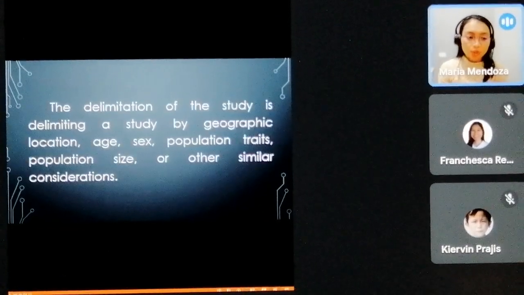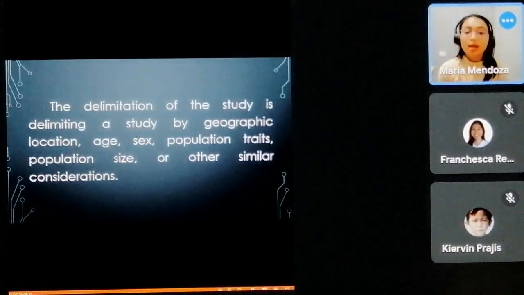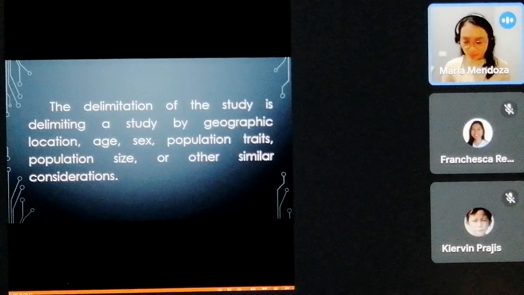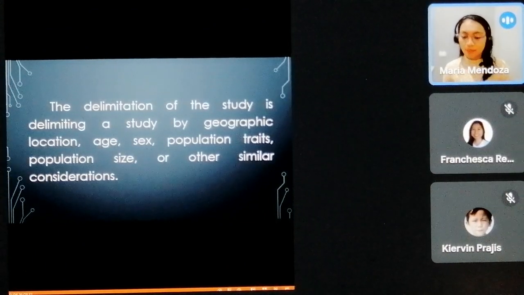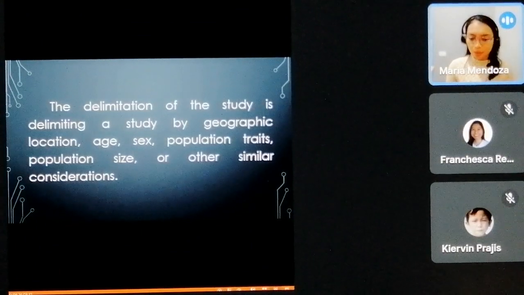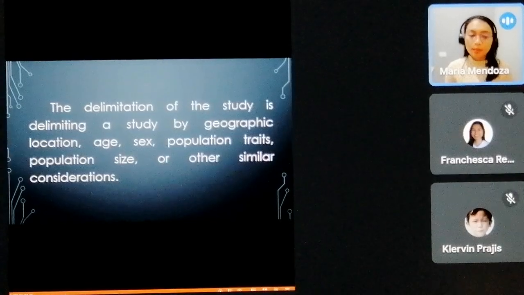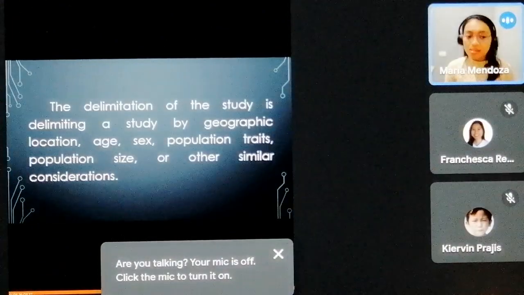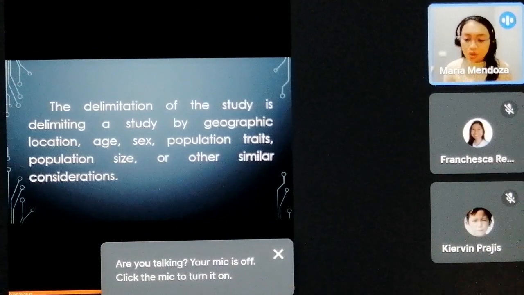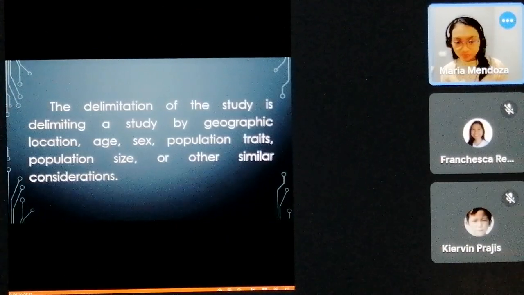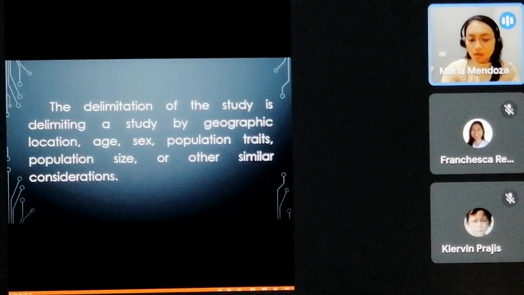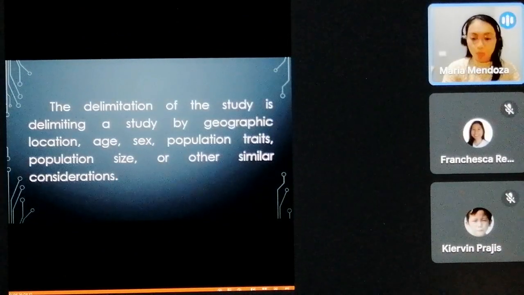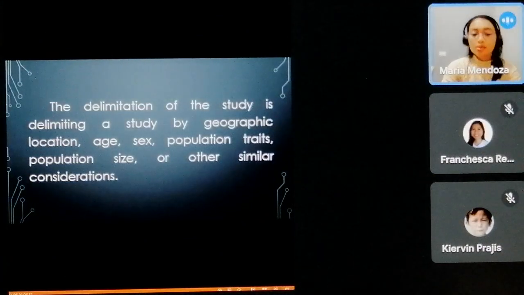Okay, and of course the delimitation. So this delimitation, delimiting the study by geographic location. So again, this is being very specific. How are you going to include a geographic location? Example, 150 students from Amadeo Cavite, 150 students from Tropical Innovative School of Excellence, kasi TICE is also a geographic location. Okay? And of course, the age. This study is only for the students with the age of 15 to 21, example, okay? And of course, the sex, example, this study is for 150 males and 450 females, okay? Or 100 males and 100 females, okay? So that is an example.